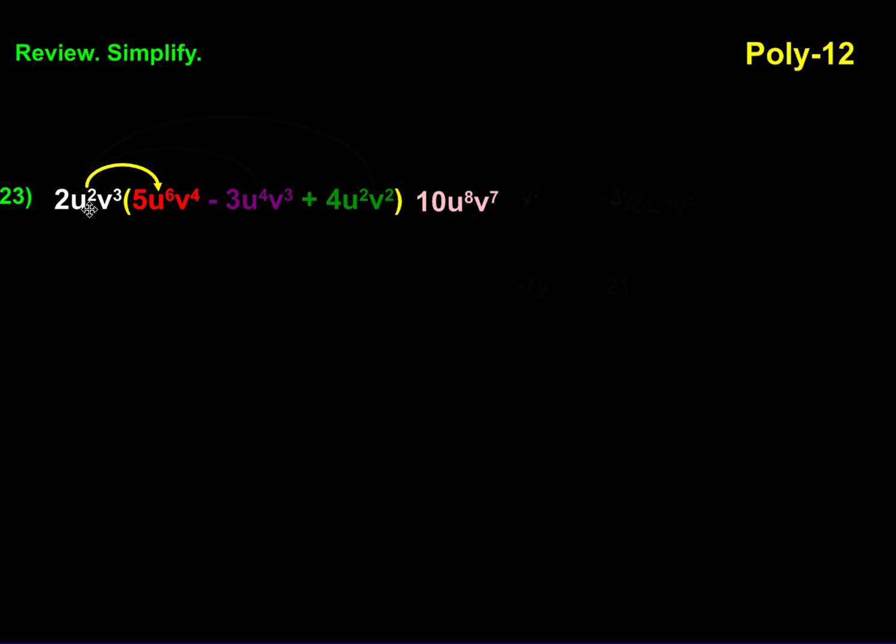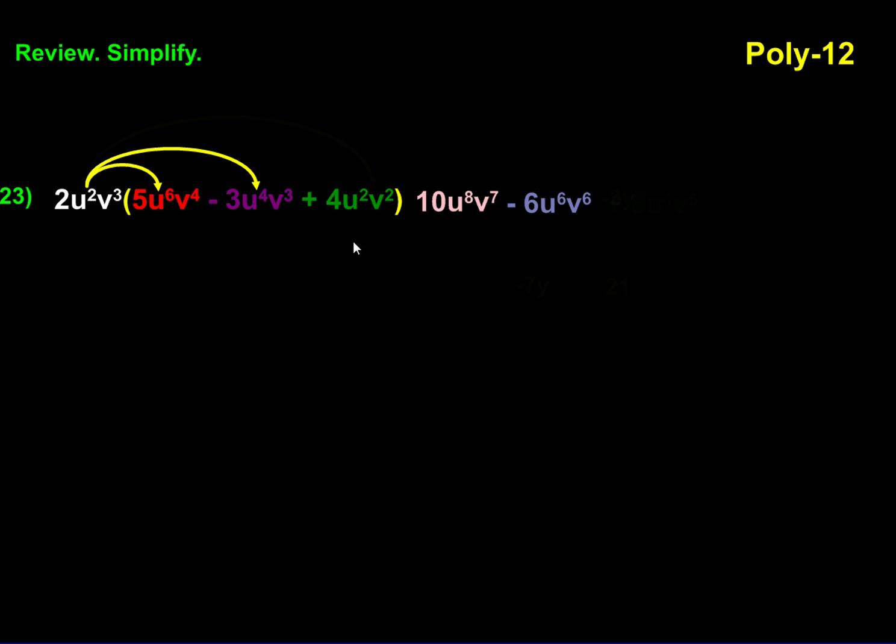Now we're going to apply this 2u to the 2nd, v to the 3rd. We're going to distribute it to the negative 3u to the 4th, v to the 3rd. And that is going to give us 2 times negative 3 is negative 6. And 2 plus 4 is 6. And 3 plus 3 for the v is 6.